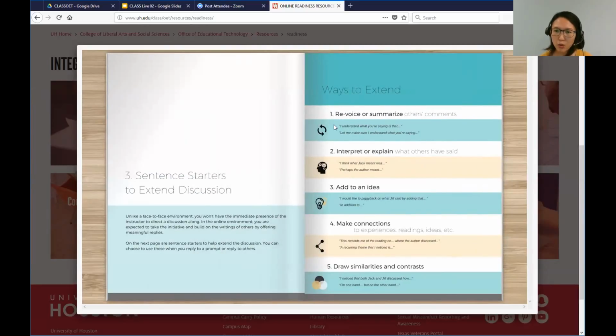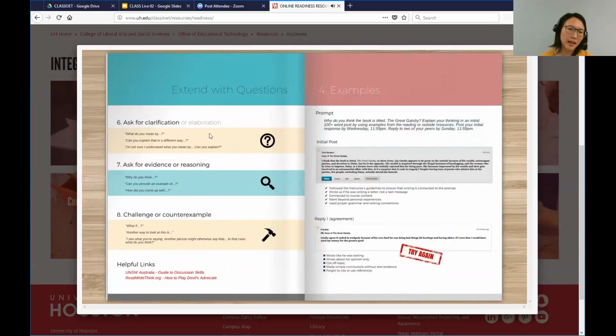And then it shows what it sounds like when you're revoicing or summarizing another person's comment. Then interpret or explain, add to an idea, make connections, draw similarities and contrasts, ask for clarification, ask for evidence or reasoning, and challenge or counter example. Okay? And then the very last part shows examples of what a good quality post is, and then what a poor one is.